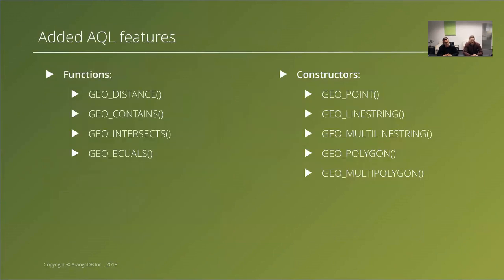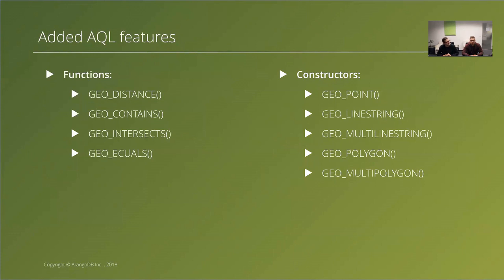So let me introduce the new AQL features we have. Basically we have 2 different things: functions and constructors. All of those functions you can use with the index itself, and that's quite new because in our older version it was not possible. You can use geodistance, contains, and intersects, for example to intersect one polygon with another. You can also compare different types of GeoJSON with the equals function.